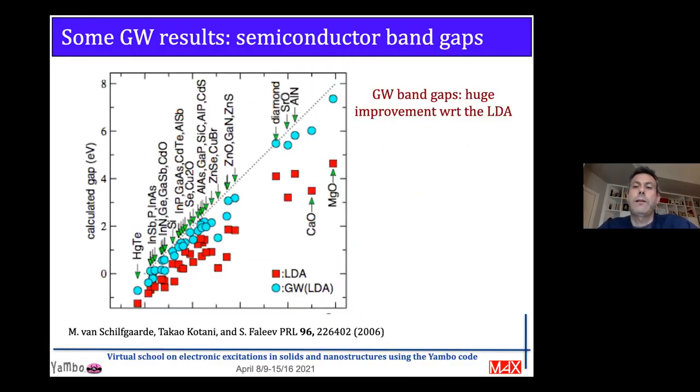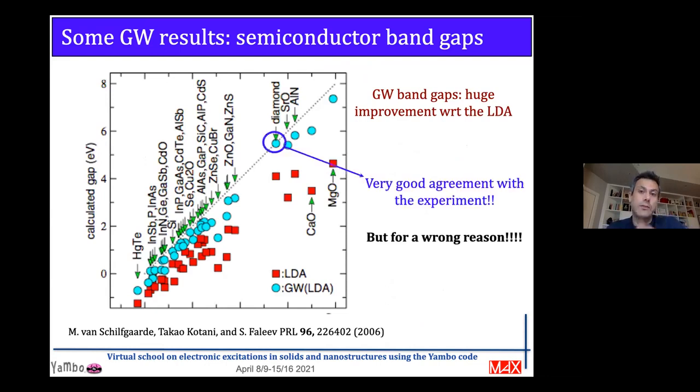So now, how good are these G0 and W0 approximations? Here some results are shown. You can see that we now have a quite reasonable agreement, and a huge improvement with respect to the results obtained in density functional theory. This is not the end of the story. Here for diamond, the agreement is perfect, but for a wrong reason. We can maybe discuss later why this happens.